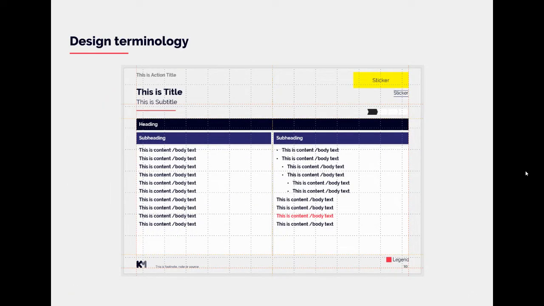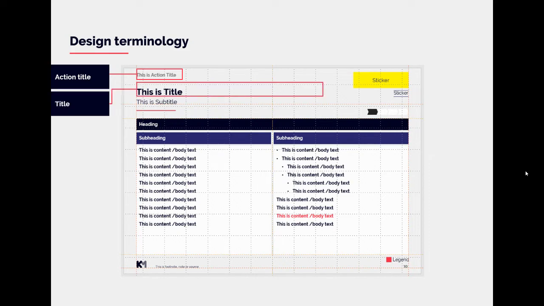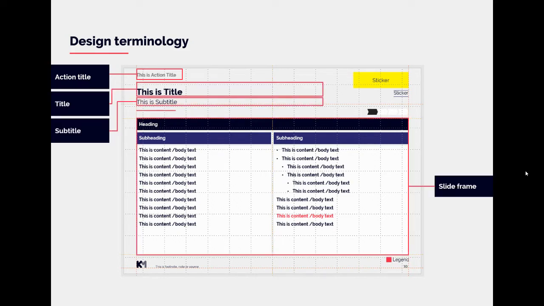Now let's take a look at design terminology that you can meet on the slide. We might have something called an action title. It is a smaller type of title that describes a bit bigger picture of maybe some chapter or so. So it's usually at the top of the slide. Then we have the main title, subtitle. Then we have our slide frame area. That means it's the area where all the content needs to be fitted in and all the shapes need to be perfectly pixel-perfect aligned to the edges of the slide frame.